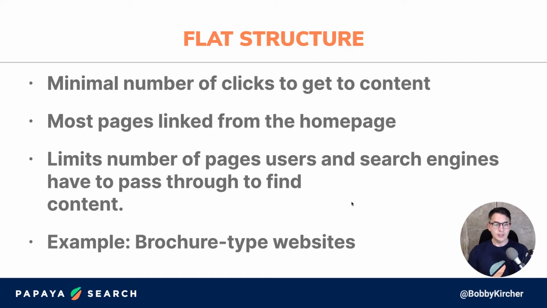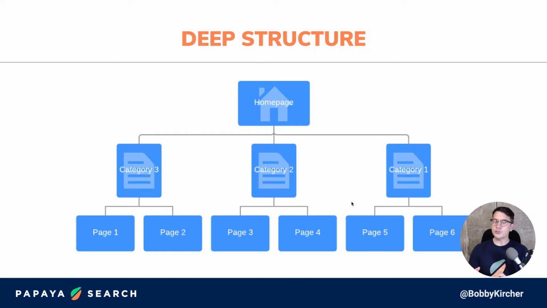On a deeper structure, you may have pages that are organized within categories or buckets of information, and those categories link to individual pages. You see this a lot with e-commerce sites, where the store departments or the types of products are all organized in a logical manner, or grouped together with a common theme and a common type of product.